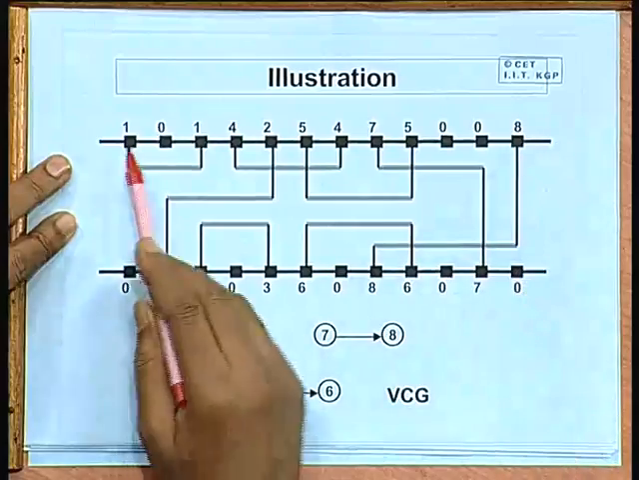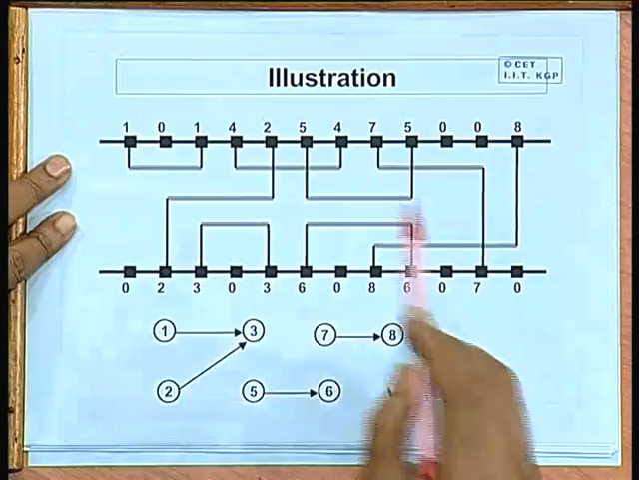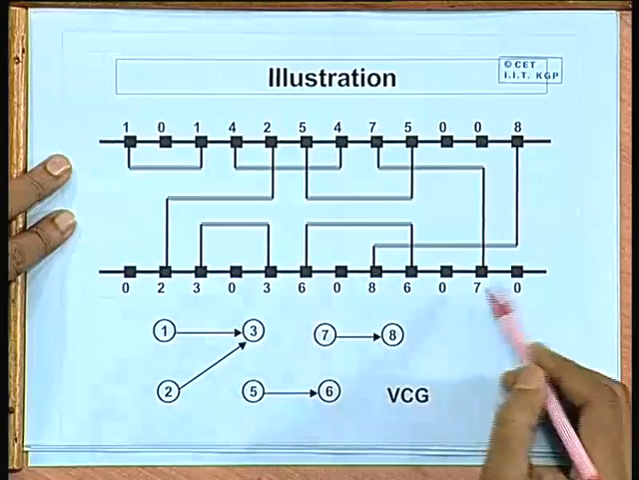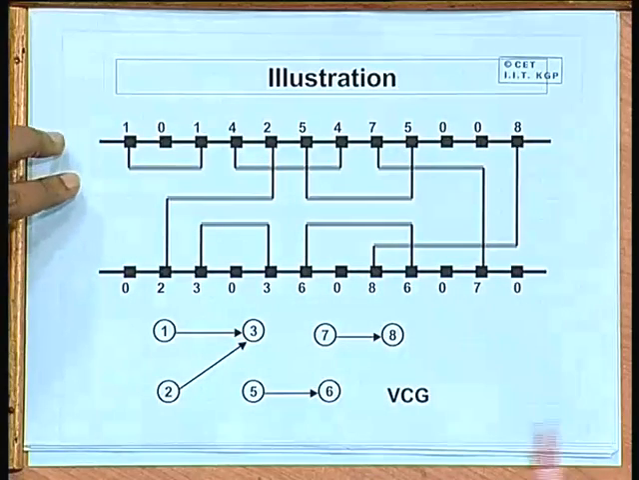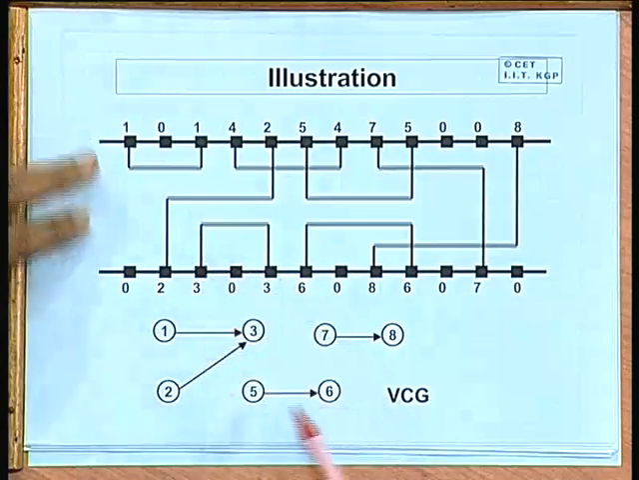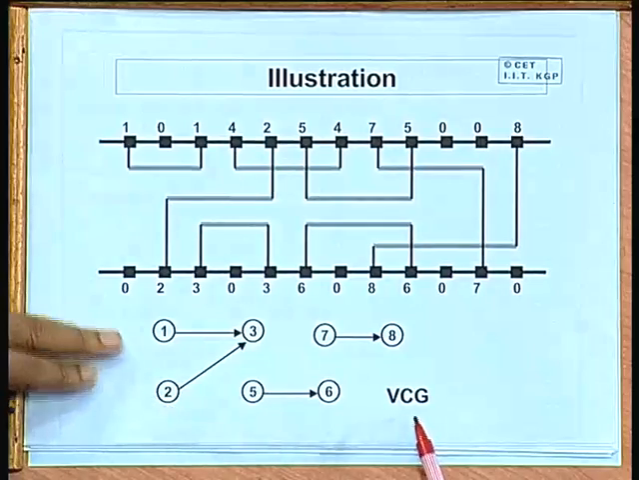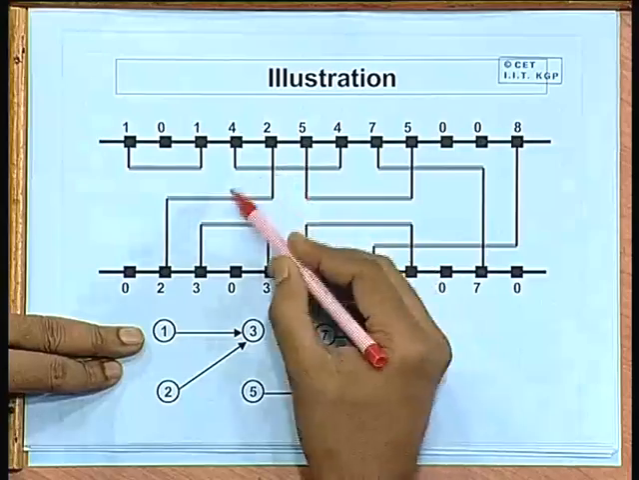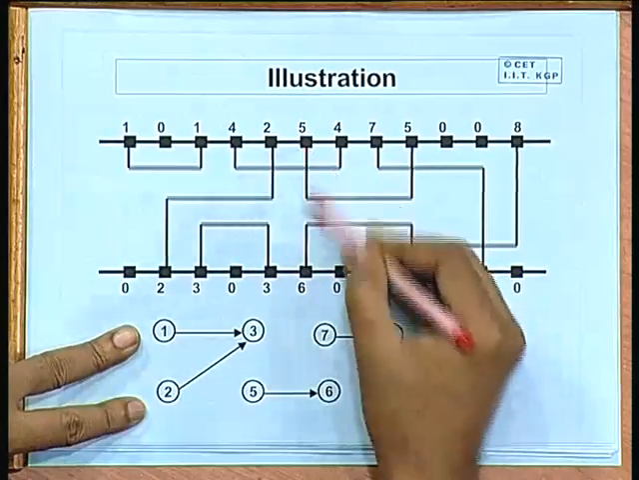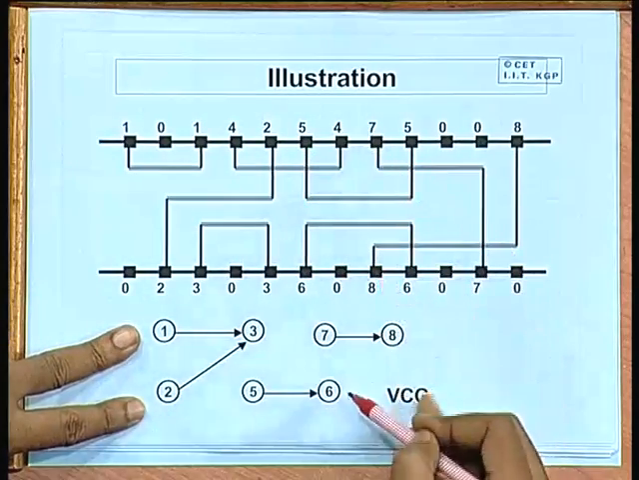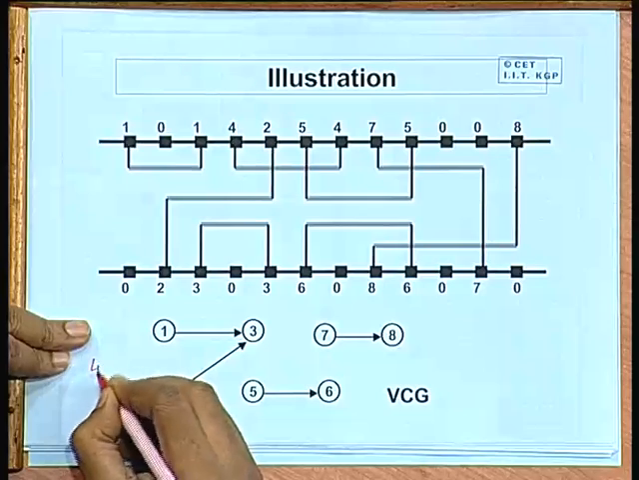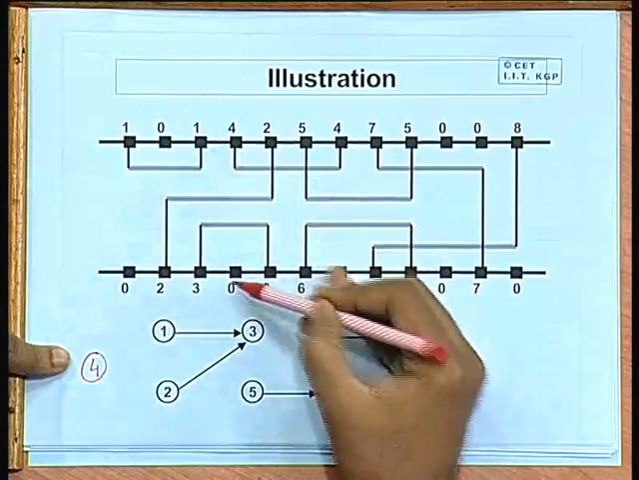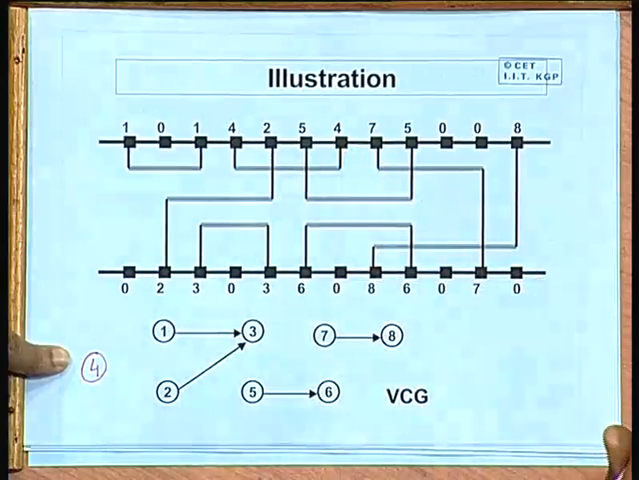This is a slightly more complex example with nets 1, 2, 3, 4, 5, 6, 7, 8, there are 8 nets. Now, in terms of the vertical constraints, you see 1 is above 3, 2 is above 3, 5 is above 6 and 7 is above 8. Well, there is a vertex 4 also, but 4 does not have an edge with anybody else. There is no vertical constraint.